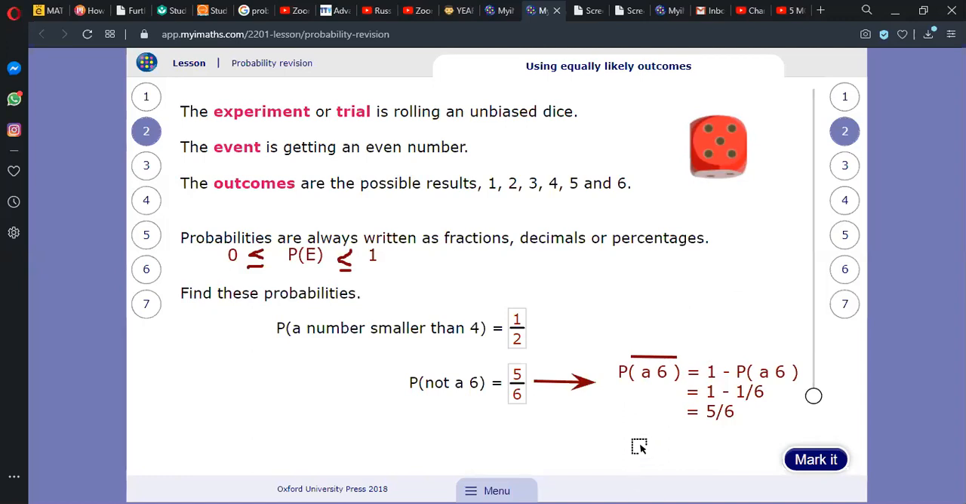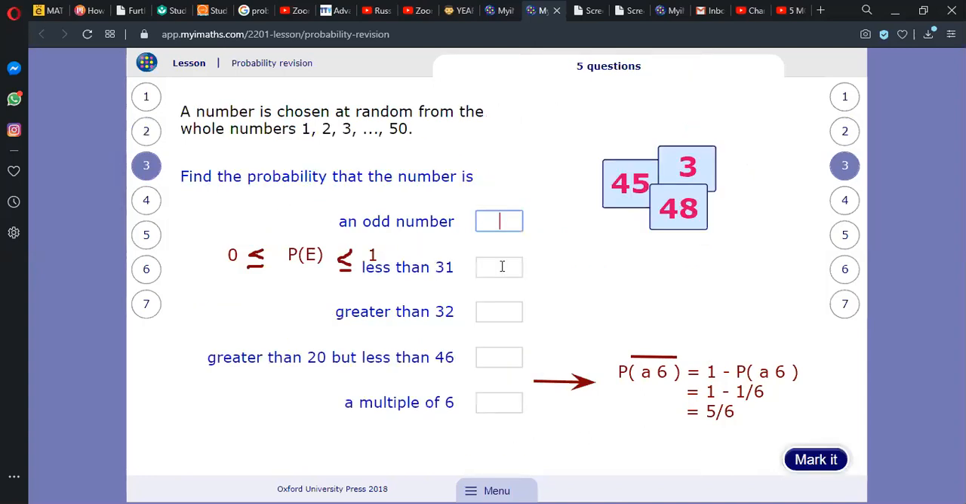So sometimes, instead of thinking of the other things that are not 6, you can just do 1 minus the probability of 6 itself. So you can apply that to other types of questions that come in this format. Okay, let's mark it and move on. All correct. Well done. Moving on. Let me clear my drawings.